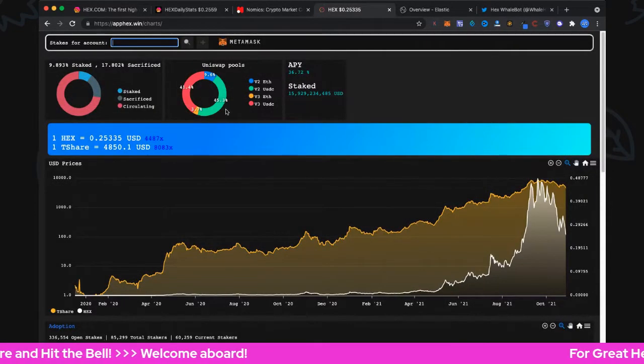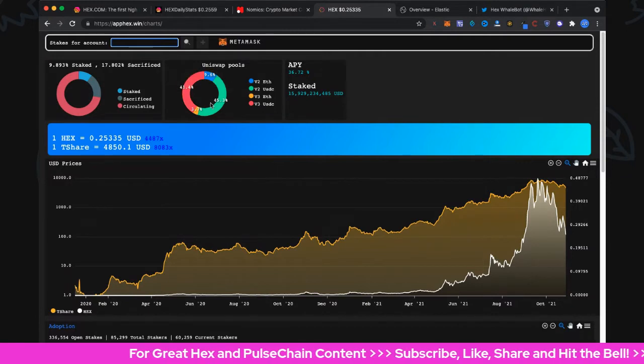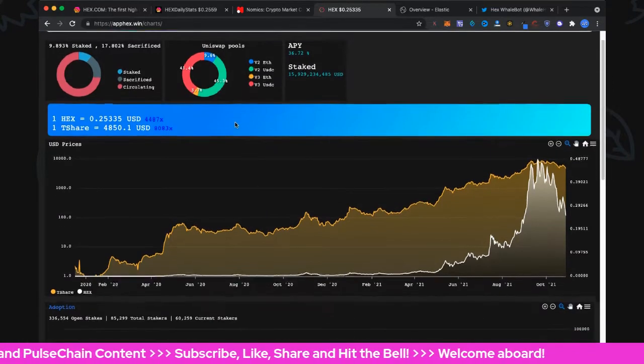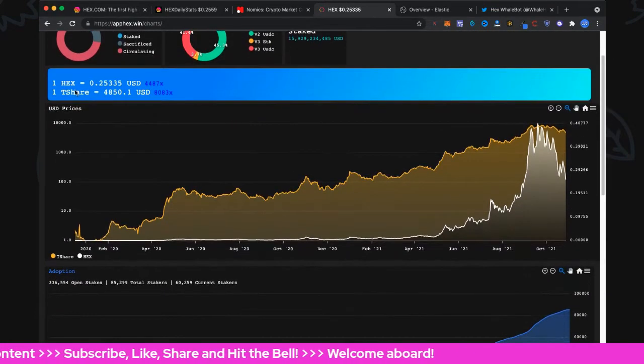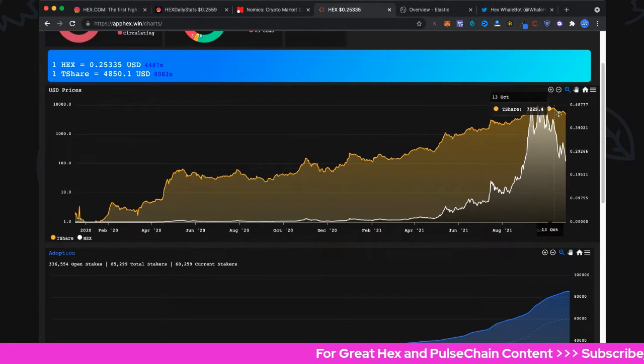So in the Uniswap pools, we've got 45 plus 41, that's 86.7, so still holding up pretty strong there as a US dollar dominated. So that makes it sort of quasi-stable. It's a loose term, but that's where it's at. T-share price definitely up. Obviously, the price is up slightly. 4850, 8000X up. And of course, you can see the chart there just pulling back.